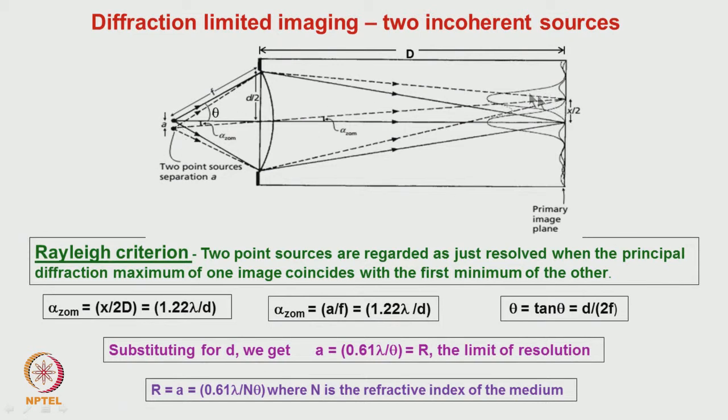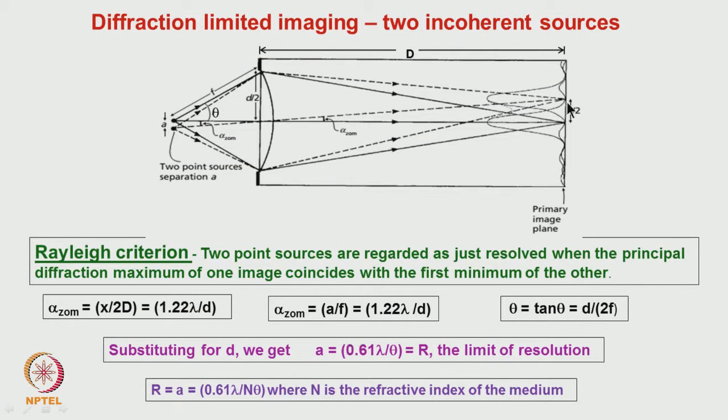Then, depending upon the separation between them, it can so happen that the airy disk corresponding to one of them and the one corresponding to the other, if quite far away, can be seen separately. But what is the minimum separation at which they could be seen? This is a criterion put forward by Rayleigh: two point sources are regarded as just resolved when the principal diffraction maximum of one image coincides with the first minimum of the other. Using this geometry one can derive it.